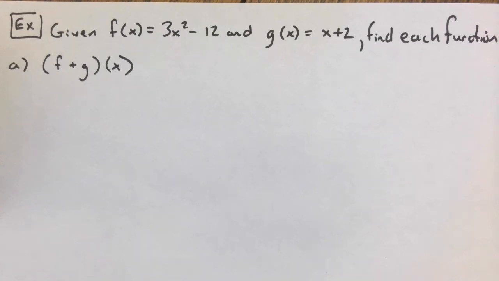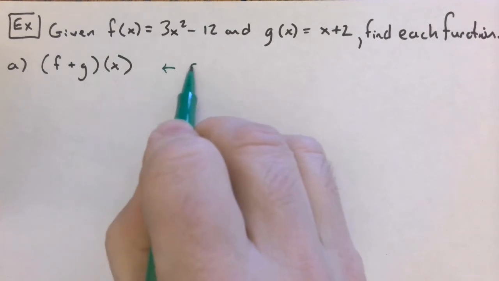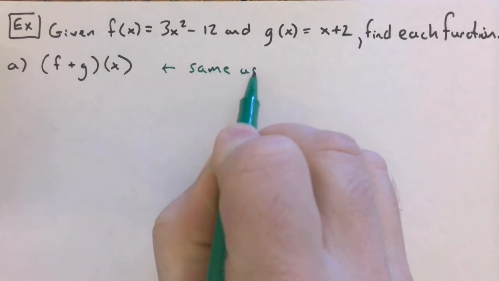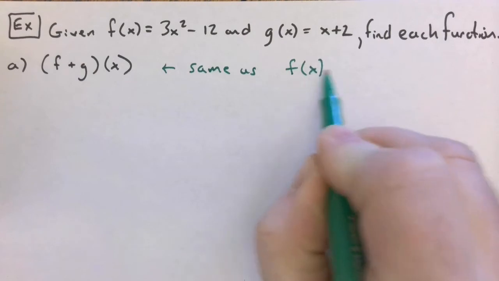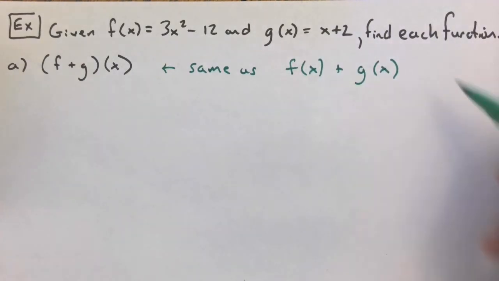For this example, we're given a couple of functions, f of x and g of x, and they're going to ask us to do different operations on them and come up with a new function. For letter A, we are going to do f plus g of x. This is the same as taking f of x and g of x and adding them together. There's a couple of different ways of writing those.